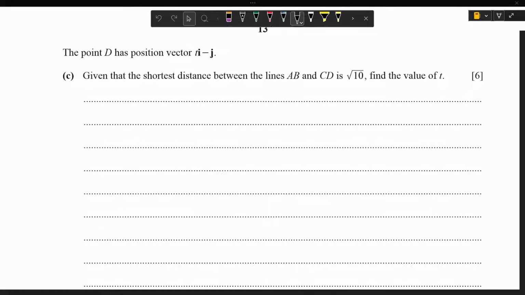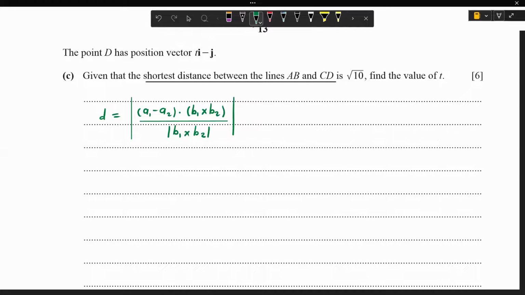All right, so here we're talking about the shortest distance between two lines. And for this, we will use the formula d is equal to (a1 minus a2) dot (b1 cross b2), and that's over the mod of b1 cross b2. And we will need the absolute value of this. And this works for two lines, r is equal to a1 plus lambda b1, and r is equal to a2 plus mu b2.